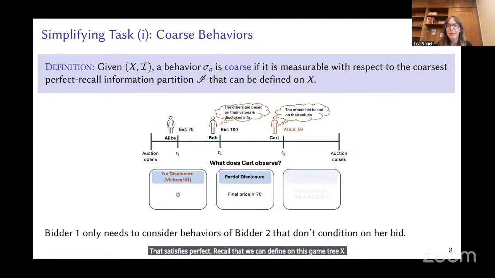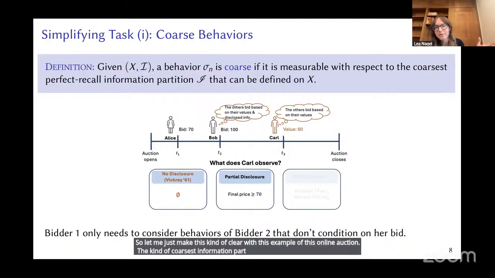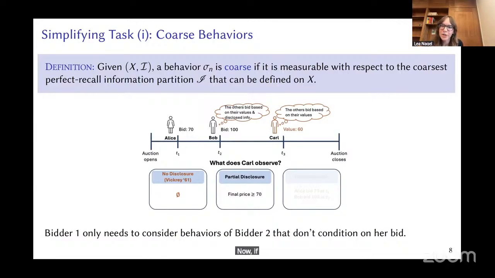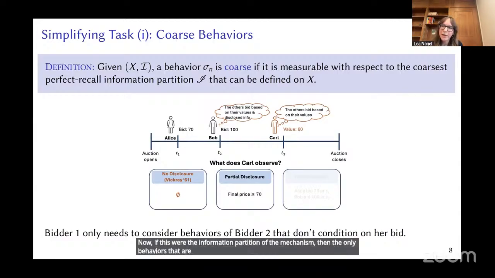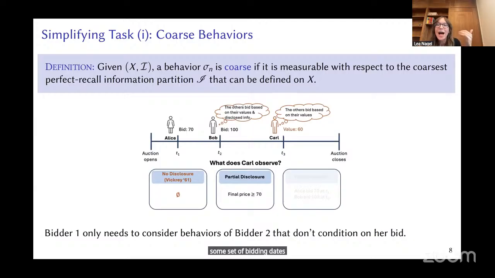Okay, so let me just make this clear with this example of this online auction. The coarsest information partition, so the least informative information partition we can choose for the online auction, is the one corresponding to Vickrey's auction, where we don't disclose anything about what the others have done in the past. Now, if this were the information partition of the mechanism, then the only strategies that are available essentially map a type into some set of bidding dates and the bids that you submit at those dates.